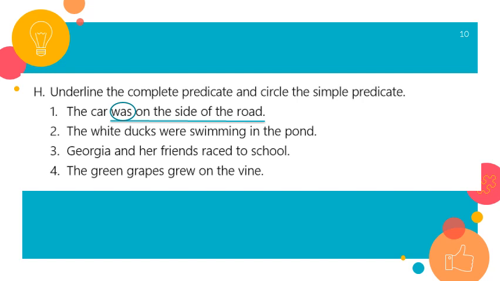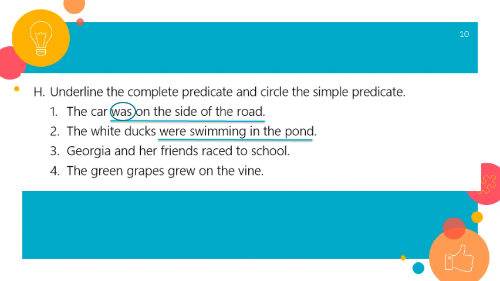Okay? Number two, the white ducks were swimming in the pond. So who or what I'm talking about? The white ducks. The white ducks is the subject. Okay, so what is the predicate? The predicate starts from where? Were swimming in the pond is the complete predicate. Now I have to circle the simple predicate. Where is the main verb? Were swimming. Pay attention. Since here I have were and swimming, you might say two verbs, but here we call were helping. The main verb is swimming. Okay.